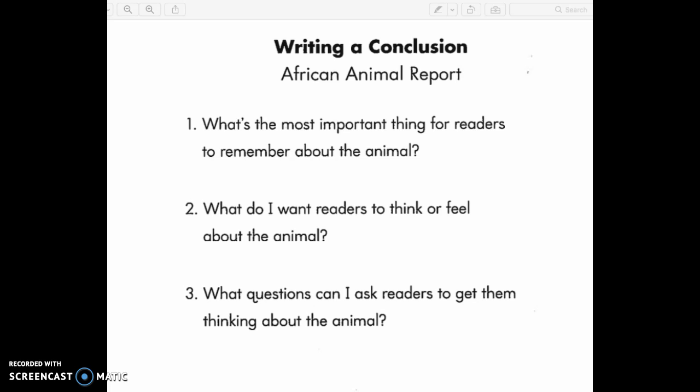So you're going to think about, out of all of the things that you learned about your habitat, what do you think maybe the most important thing would be for readers to remember about it? Number 2, what do I want readers to think or feel about the habitat? And number 3, what questions can I ask readers to get them thinking about the habitat?